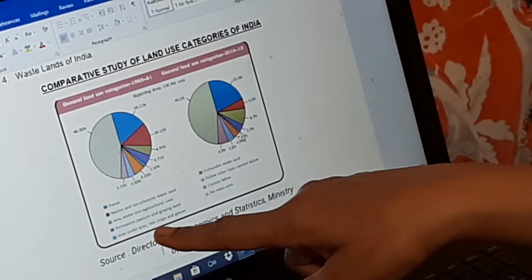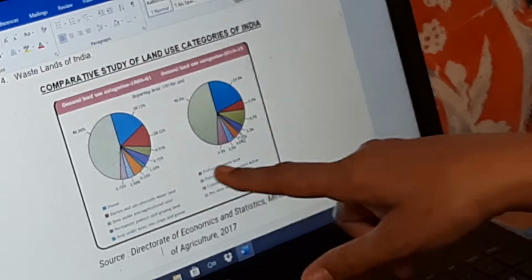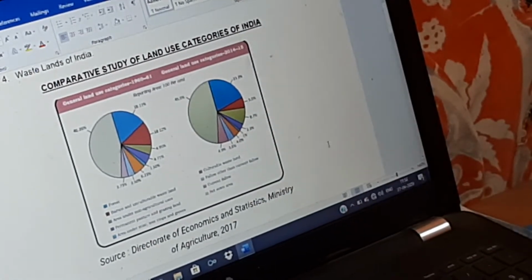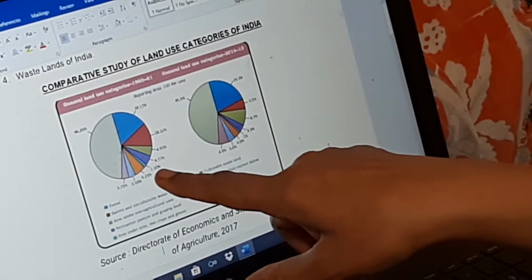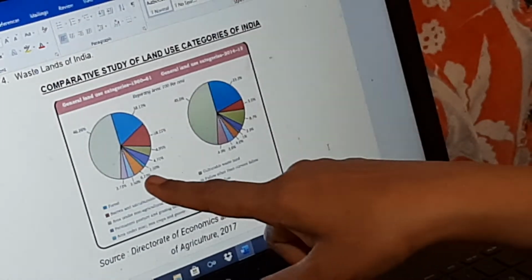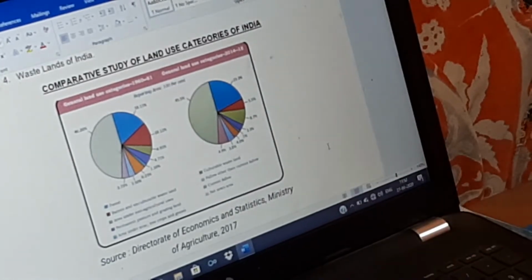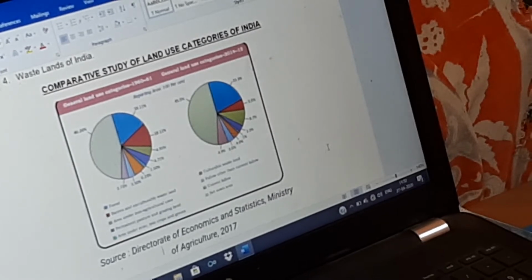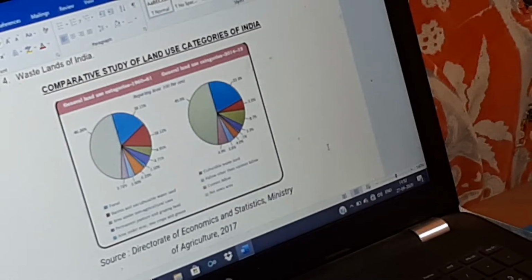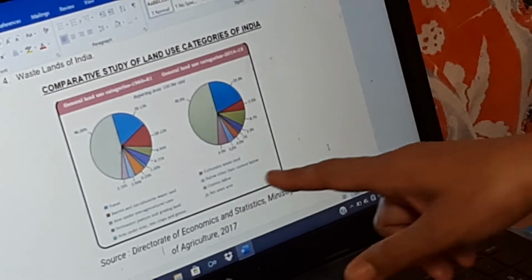Next, area under miscellaneous trees. It has also reduced. Earlier it was 1.5, it has declined to 1%. Next it is cultivable wasteland, which was 6%, now it has reduced to 4%. Why? Because now we have adopted technology on how to maintain the fertility of the land. Farmers are getting some sort of benefits from the government. As a result, the large farmers, not the marginal farmers, are getting the benefits, so they are not keeping their land uncultivated.